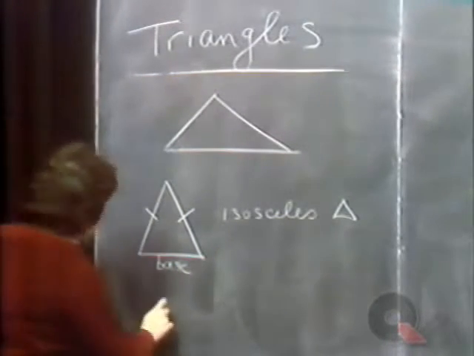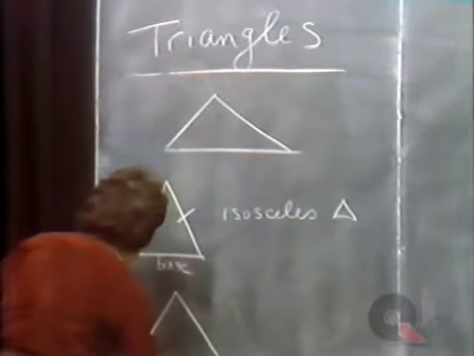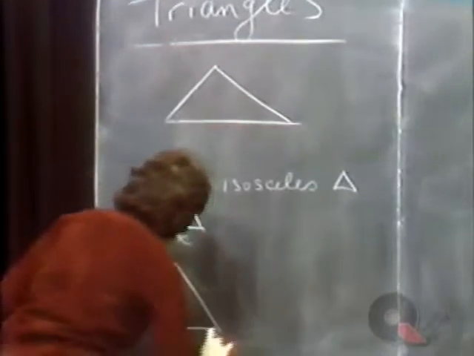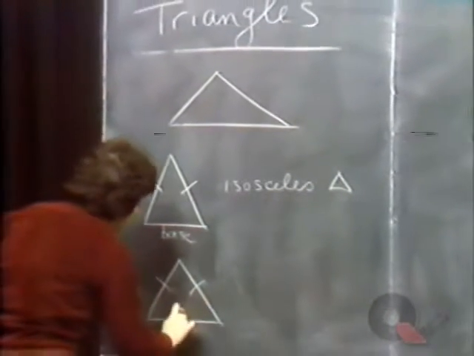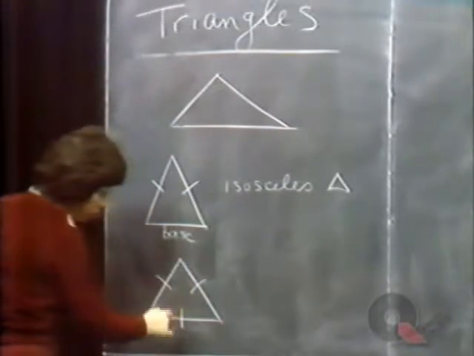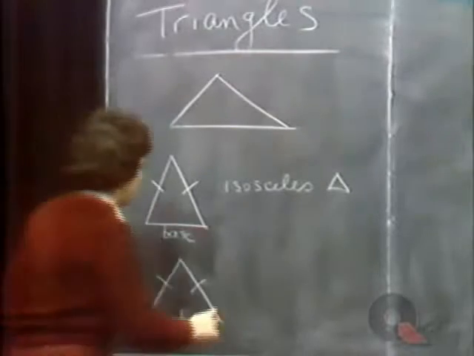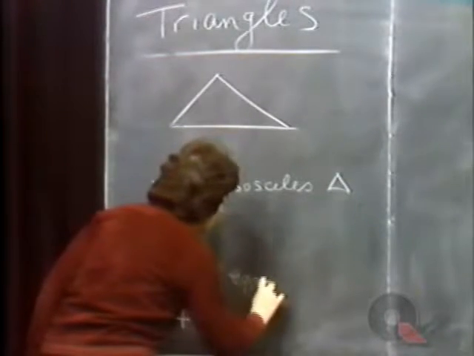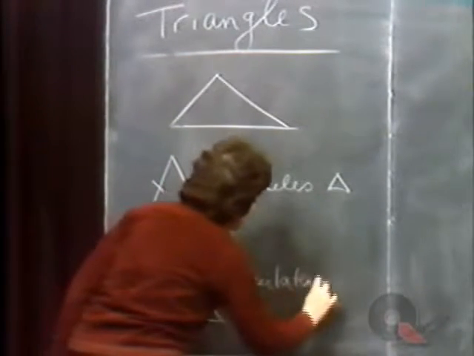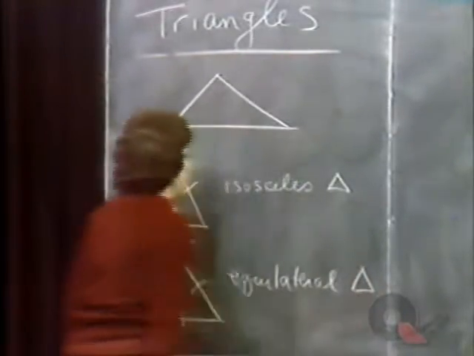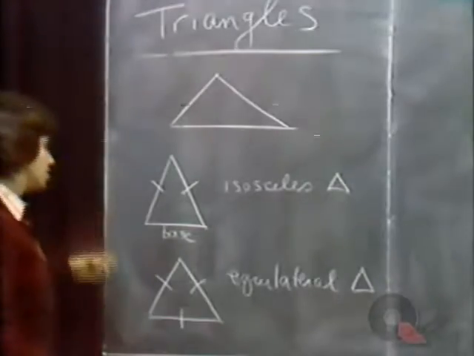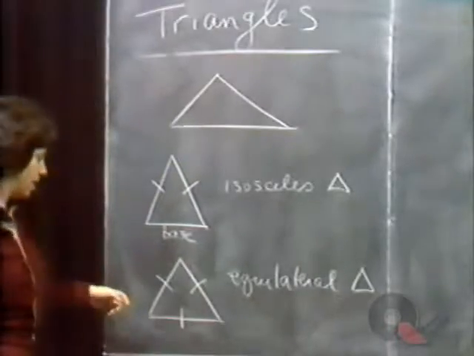If in a triangle all three sides have the same length, such a triangle will be called an equilateral triangle. This symbol means that all the sides have the same length. Here only two sides have the same length. This is an equilateral triangle. You could also say that this triangle is isosceles since it has two sides equal.